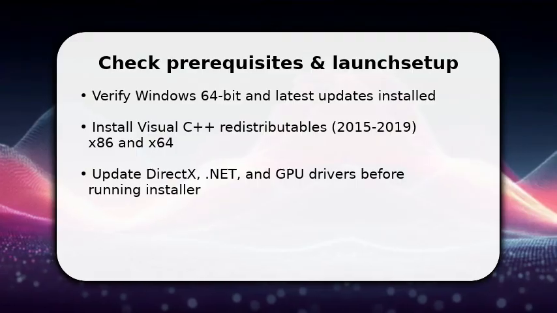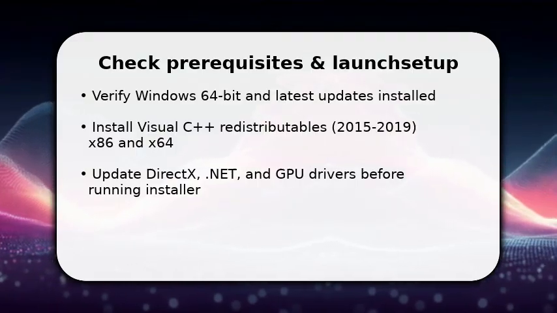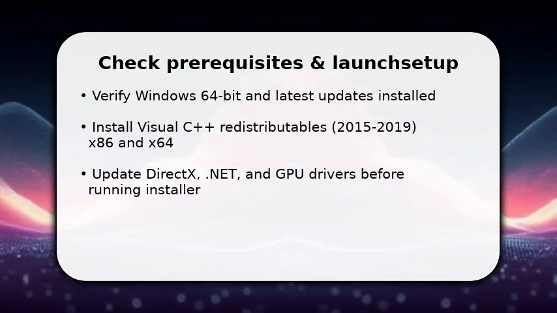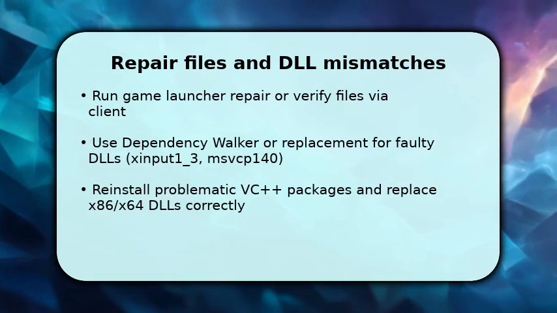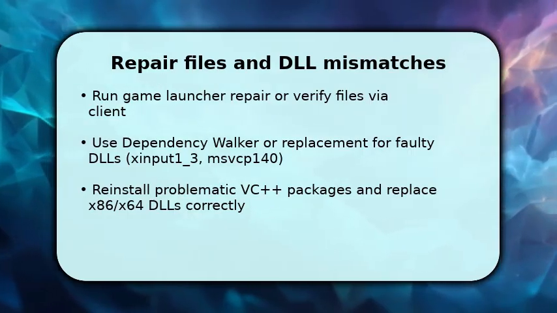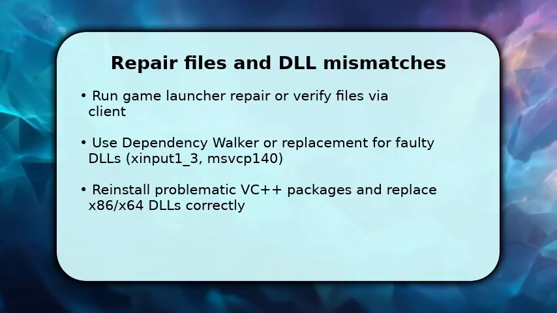This prevents early 0xc00007b triggers caused by missing or mismatched system libraries. Next, you repair the installation. Use the game's launcher to verify or repair files so corrupt or missing assets are restored.